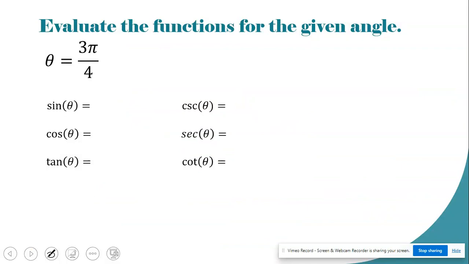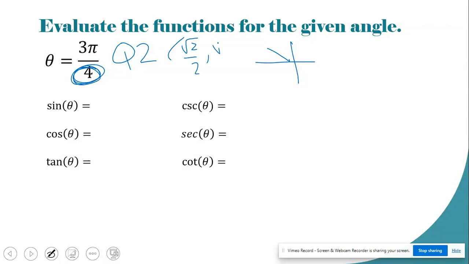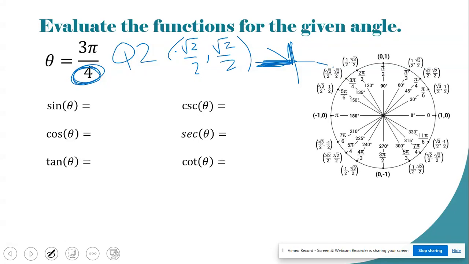3 pi over 4. Where in the world is 3 pi over 4? Take a look at your unit circle. 3 pi over 4. That is in quadrant 2, my dudes. And something I want you to get familiar with is if it has 4 in the bottom, that means it's a 45 degree. And the 45 degree angles are the easiest to remember because those coordinates are root 2 over 2, root 2 over 2. Okay? And since it's in quadrant 2, x is in the negative direction, but y is in the positive. So our coordinate is negative root 2 over 2, root 2 over 2. And sure enough, if we look right here, boom, that's exactly what we've got.